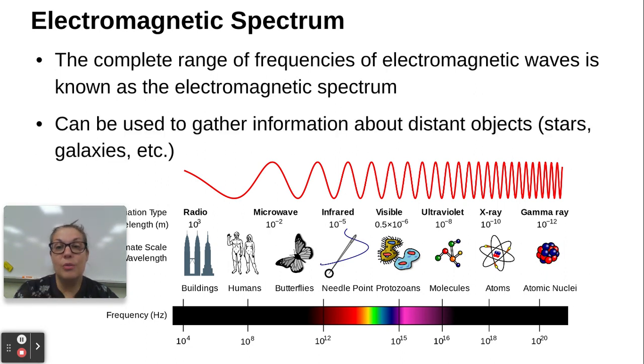And we can use all parts of the electromagnetic spectrum, all wavelengths, to gather information about distant objects. So stars, galaxies, everything we know about them is because of the electromagnetic energy they emit. Remember, light isn't just what we see. Light is also radio waves, microwave, infrared, ultraviolet, X-ray, gamma. All of those are forms of light.